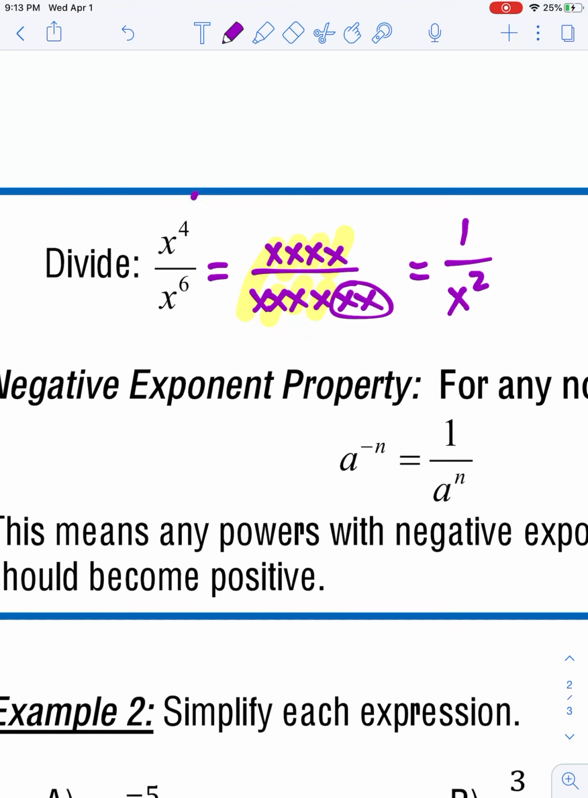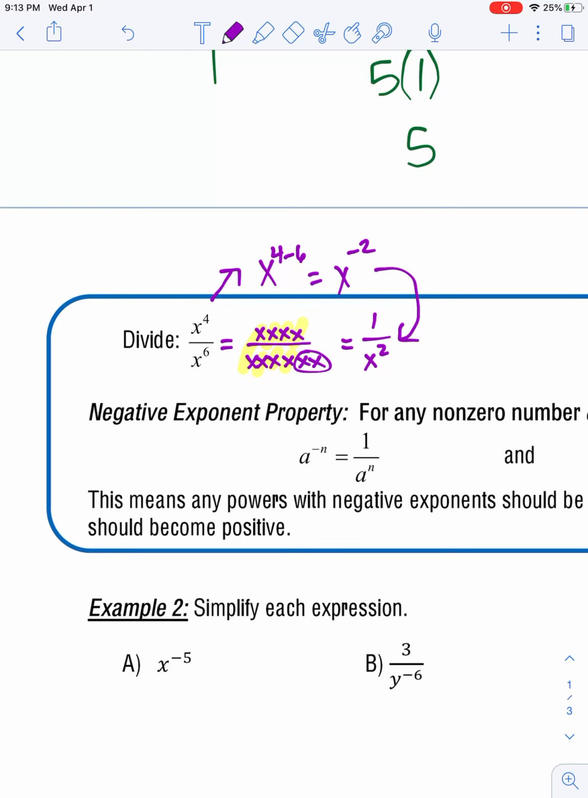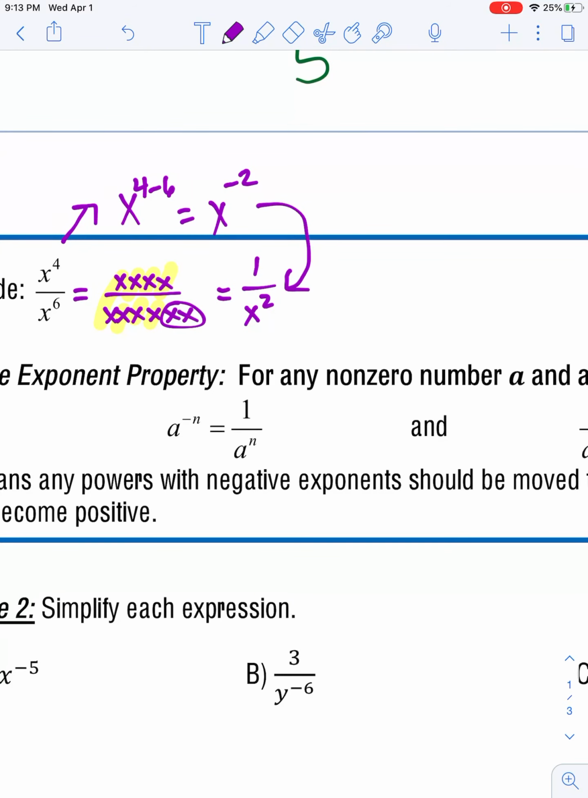Now, if we use our division property, where we take 4 minus 6, then we get a negative exponent. So then we'd have to say, if we have x to the negative 2, we just move it to the bottom and make the exponent positive. So that shows us this first property, a to the negative n equals 1 over a to the positive n.